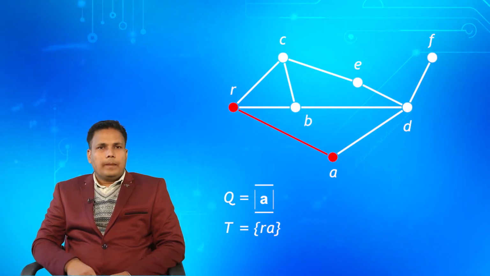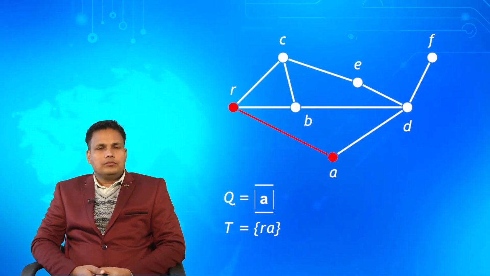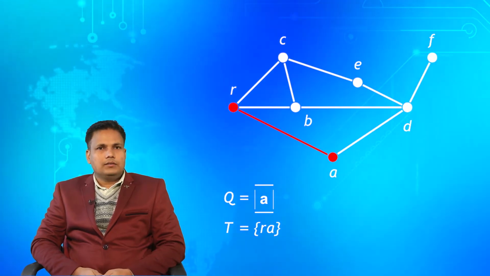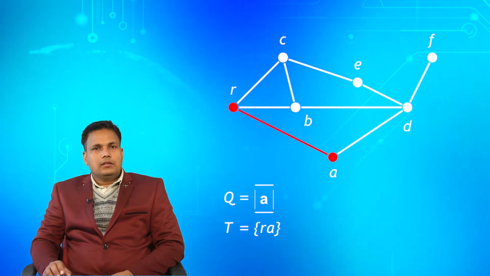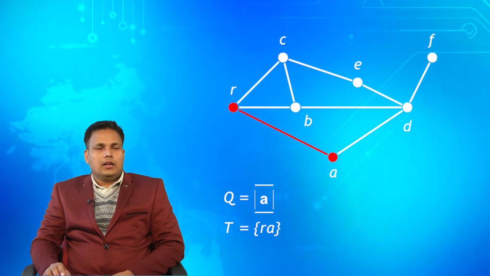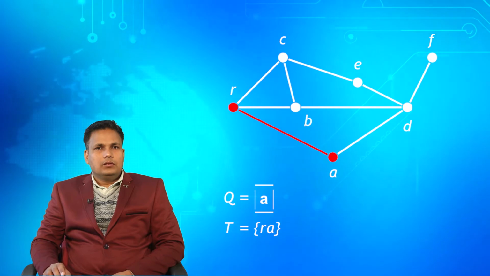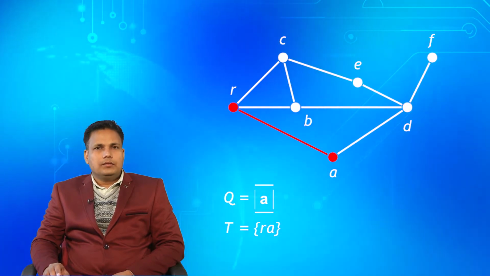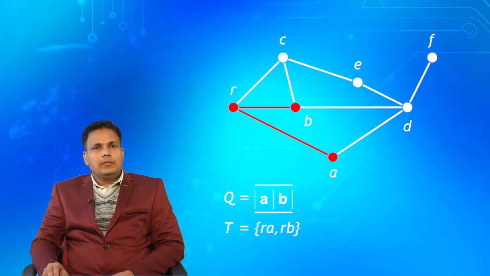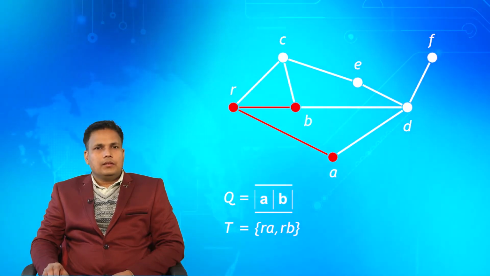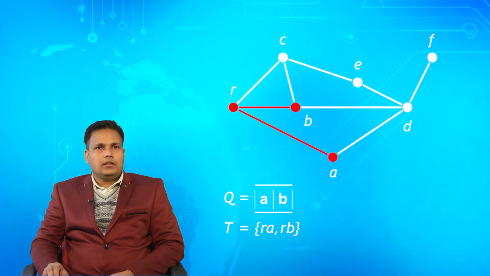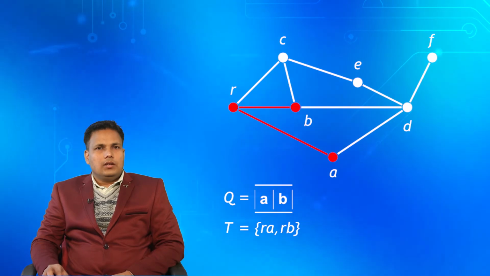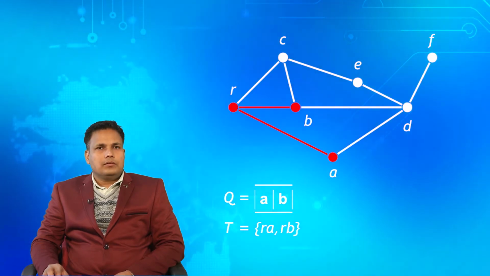So now R is removed from Q and A is appended to Q. A is marked as visited, and the edge R A is added to T. Now the second unvisited neighbor of R is B. So when we visit B, we see that B is appended to Q and the edge R B is added to T. Now the last unvisited neighbor of R is C.